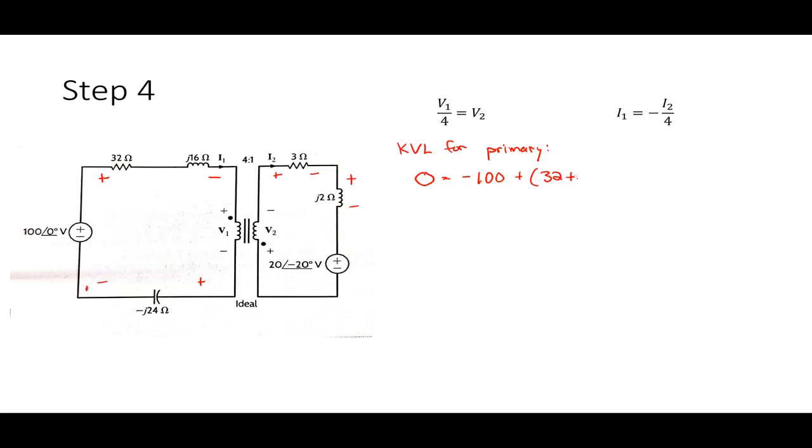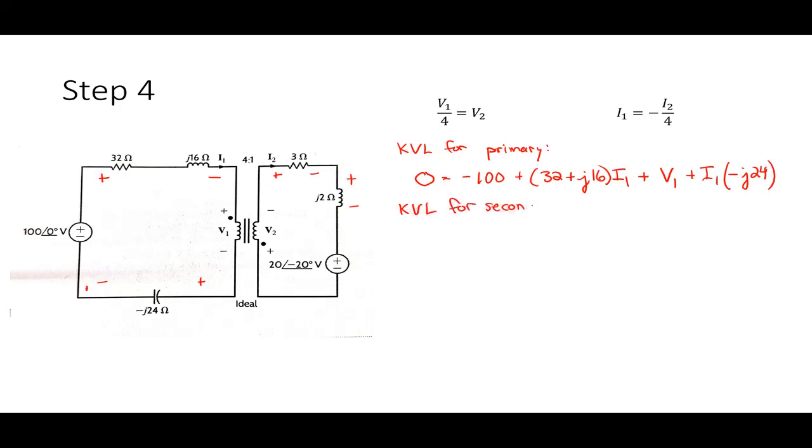32 plus J16 times I1, because I went from plus to minus. And then I go through V1, so I just write that as V1. And then I go from plus to minus on my capacitor, so I have plus I1 times negative J24, because my impedance there is negative. So then I have my KVL for the secondary.